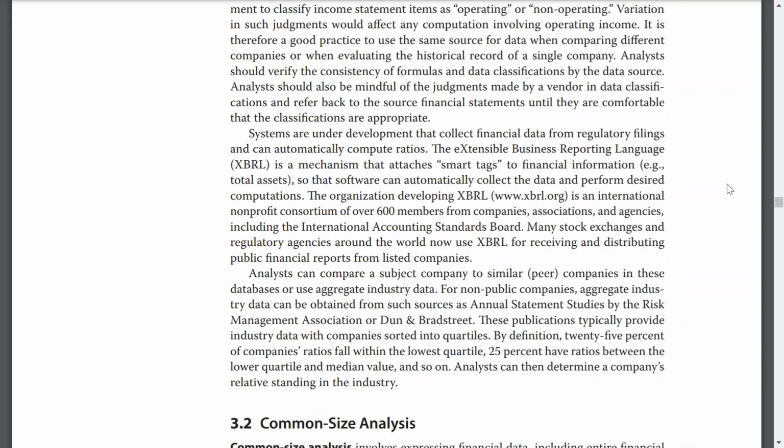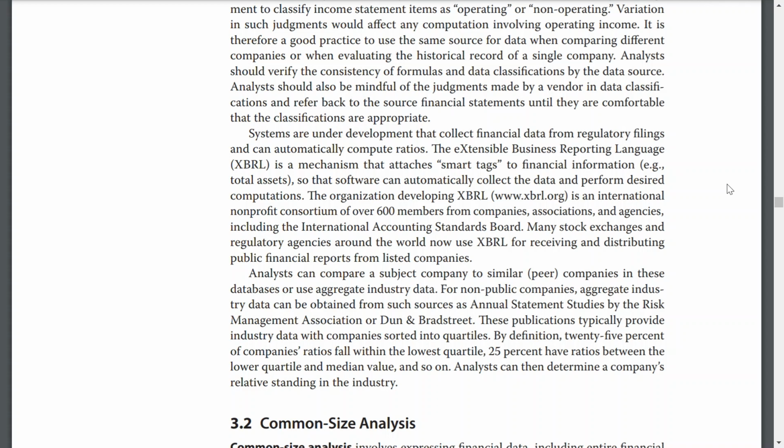Statements are an underlying development that collects financial data for regulatory filings and can automatically compute ratios. The eXtensible Business Reporting Language, XBRL, is a mechanism that attaches smart tags to financial information, e.g. total assets, so that software can automatically collect data and perform its desired computations.